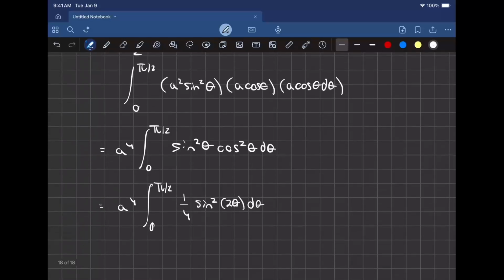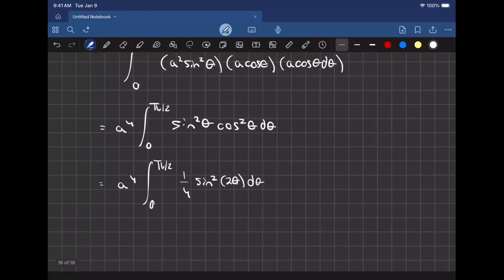And now we can use another reduction to turn sine squared into terms of cosine. So this will be a to the 4 times 1 over 4, so a to the 4 over 4, 0 to pi over 2. This will become 1 minus cosine of 2 theta all over 2. Right, this is our reduction formula. Sorry, this has to be a 4 theta, because it's double what's on the inside. Over 2 d theta.